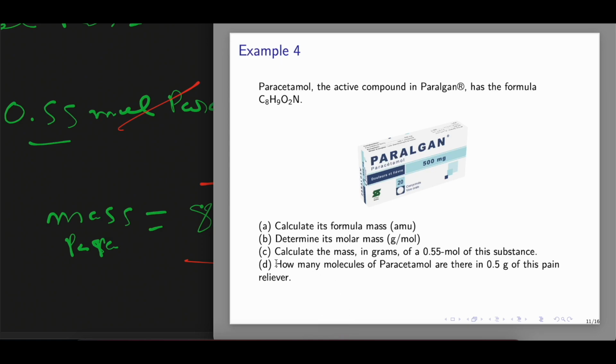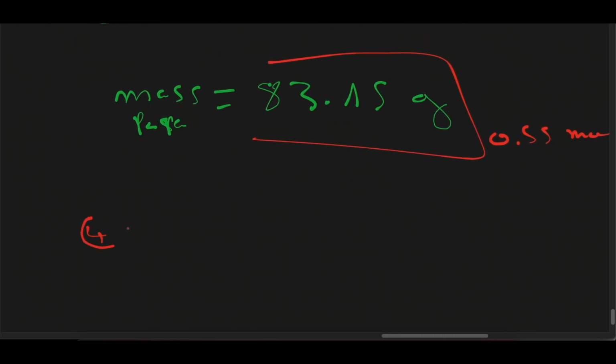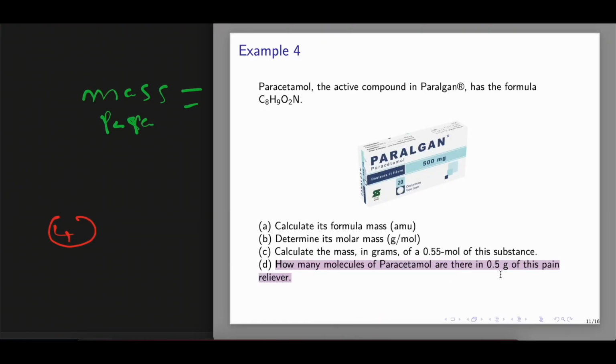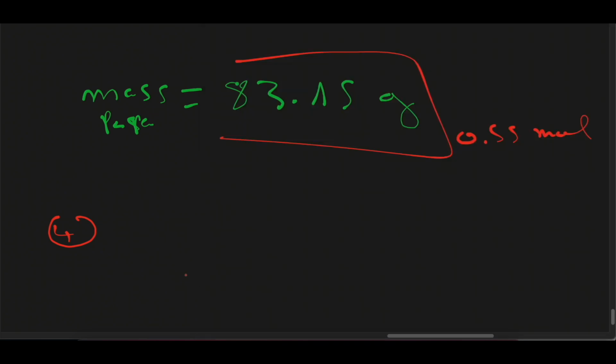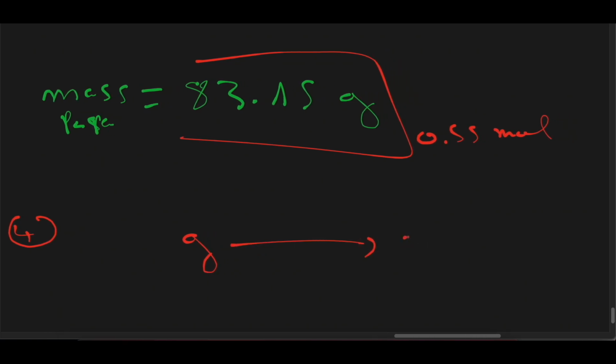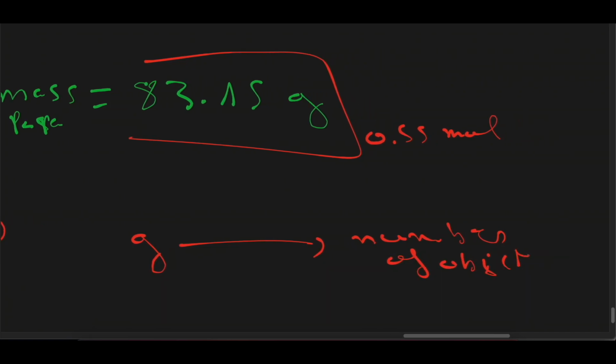Now, the last question: how many molecules of paracetamol are there in 0.5 grams of this pain reliever? So here, the fourth question, we are given another mass, which is 0.5 gram. We are given a mass in grams, and we are asked to determine the number of objects. Here the objects are the molecules. So the question is which conversion factor to use to go from the mass to the number of objects.